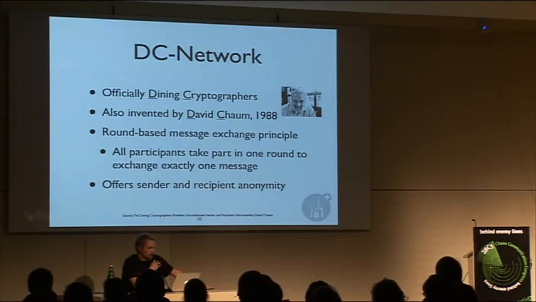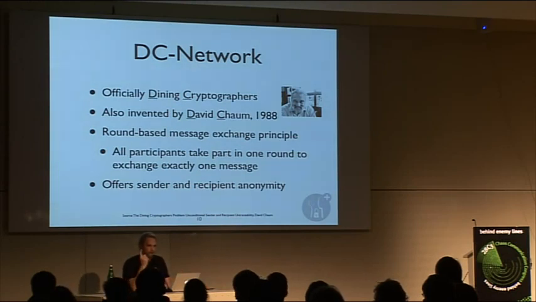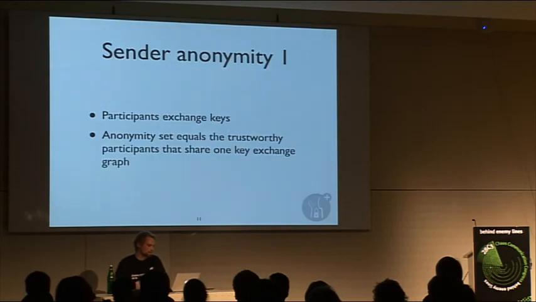And it's a round-based message exchange principle where all the participants take part in one round to exchange exactly one message. So to make it even more clear, during one round, one participant can send a message, and all the other participants that are using the service at the same time help him to anonymize the sending process. The idea behind DC networks offers sender and recipient anonymity. So how do we achieve sender anonymity?